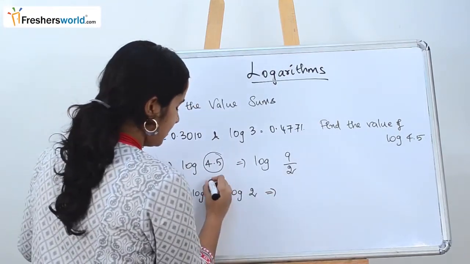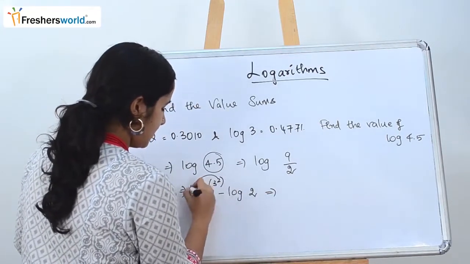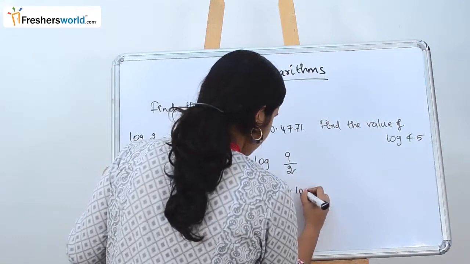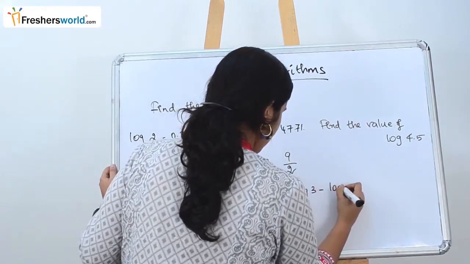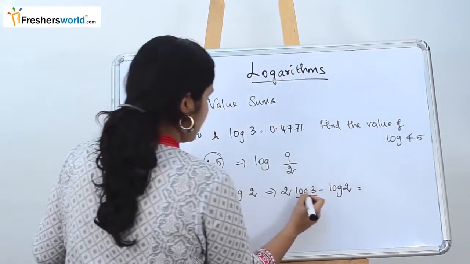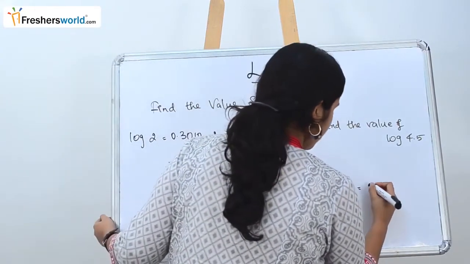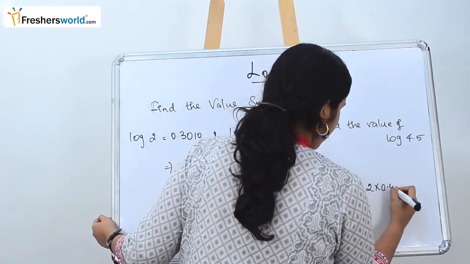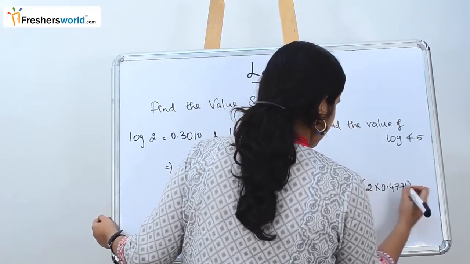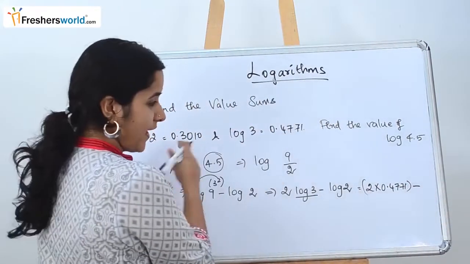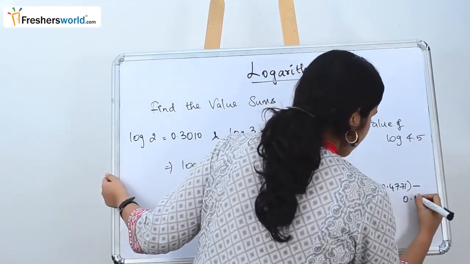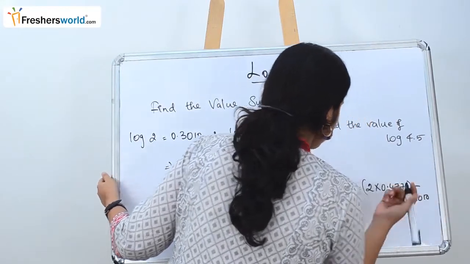Log 9 is nothing but 3 square. So it becomes 2 log 3 minus log 2. Log 3 value is 0.4771. So 2 into 0.4771 minus log 2 value, which is 0.3010.